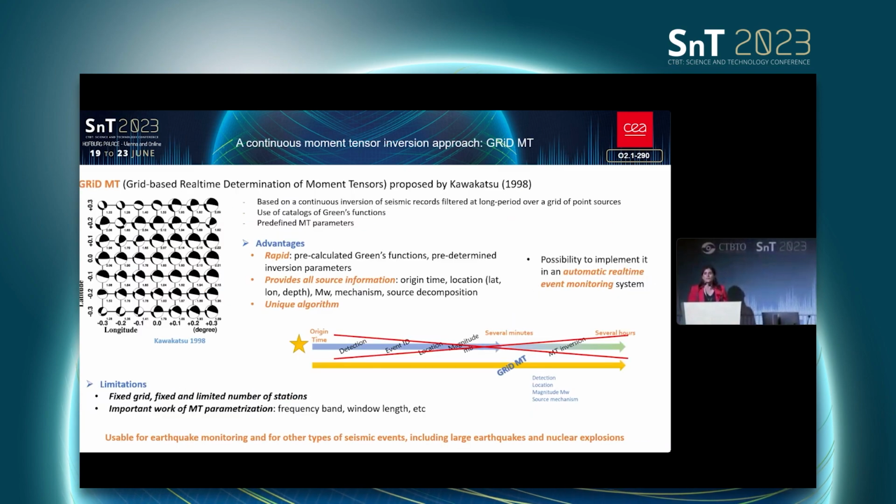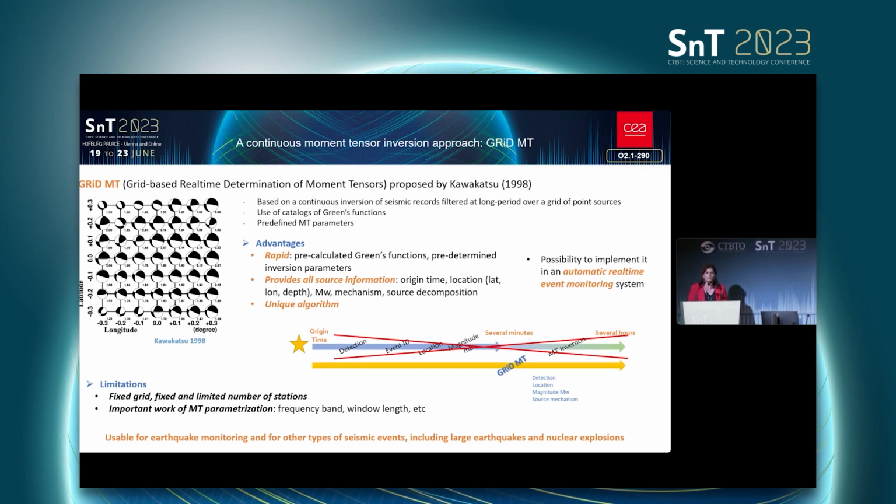So this can be done using GridMT, and GridMT was proposed about 25 years ago by Kawakatsu. It's a very simple approach. You have a grid of virtual sources. Basically, it's a potential location of a seismic event for which you are computing continuously moment tensor inversion on long period data. It's very rapid because you use predetermined inversion parameters and you also use a catalog of Green's functions. It's a simple approach.